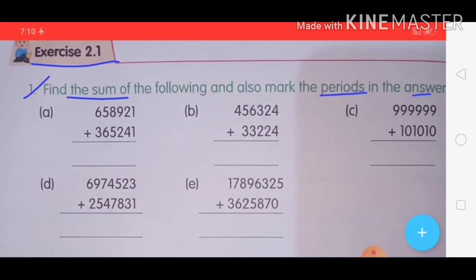So simply students, you can add 1 plus 1 is 2, 4 plus 2 is 6, 9 plus 2 is 11, carry 1, 9 plus 5 is 14, carry 1, it will be 6 plus 6 is 12, carry 1, and it will be 10. So you have to mark the periods according to the Indian place value chart. After 3 digits and then after 2 digits. So it will be 10,24,162. In the same way you can do the rest of the parts of this question.